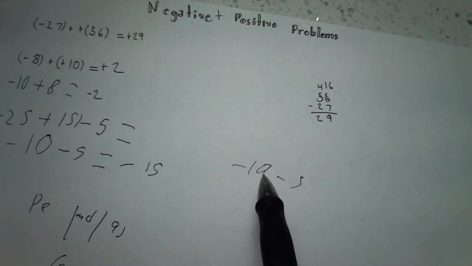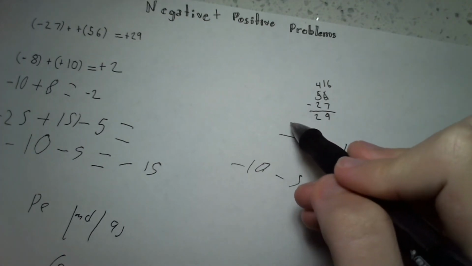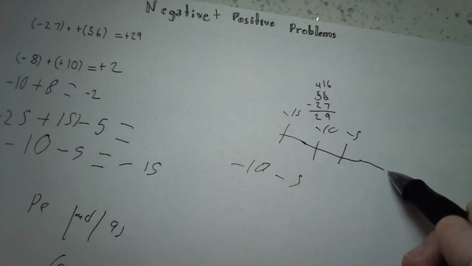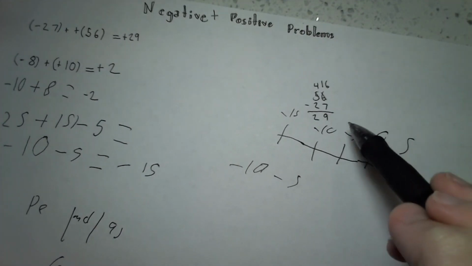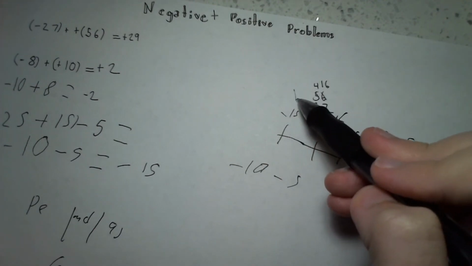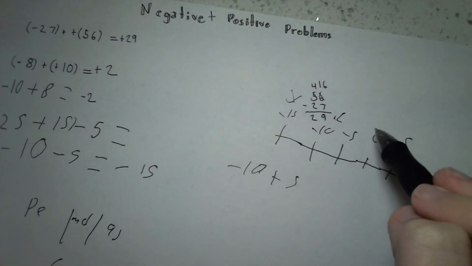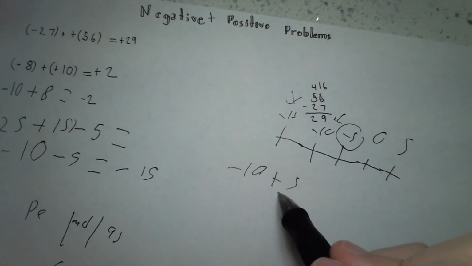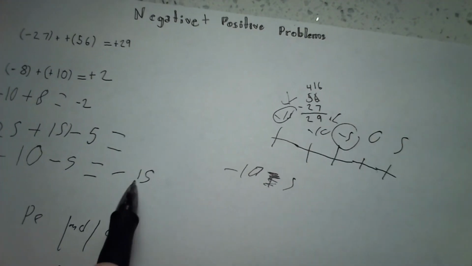how's the best way to explain this? Oh, you know what, never mind. That's the best way to do this. If I go by 5s: negative 15, negative 10, negative 5, 0, and 5. So if I start at negative 10 and I go back 5, I get to negative 15. If this was plus 5, I'd go up 5 and I'd be at negative 5. So negative 10 minus 5 is negative 15, which is over here.